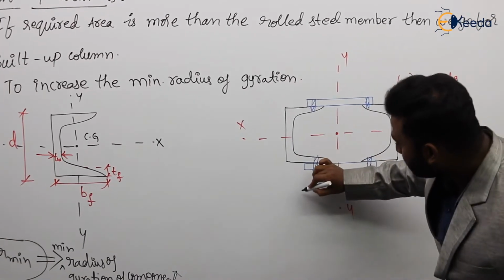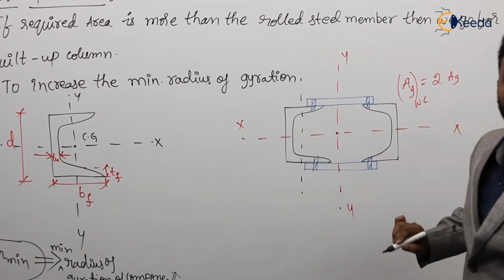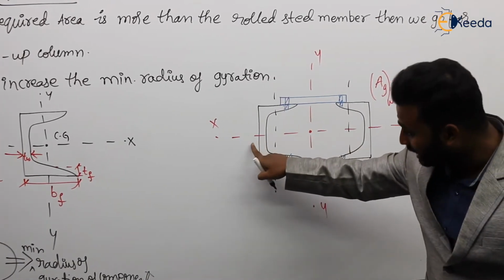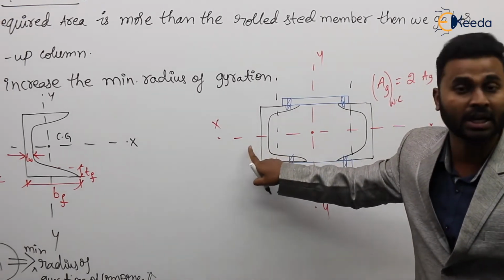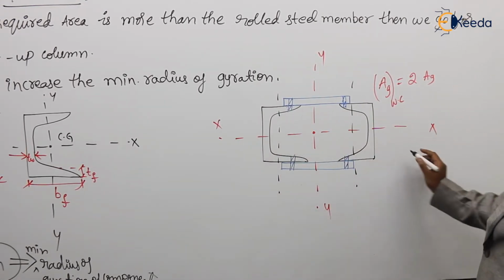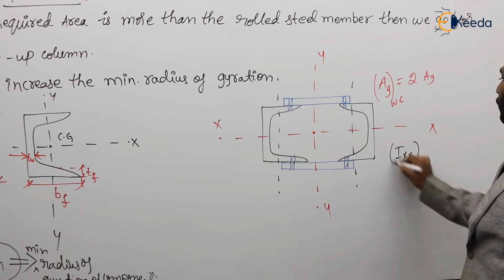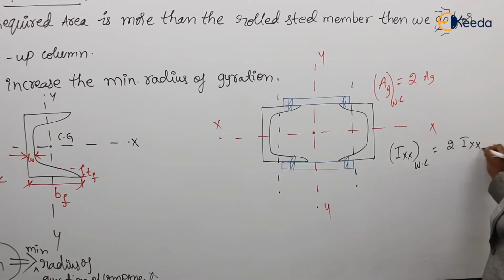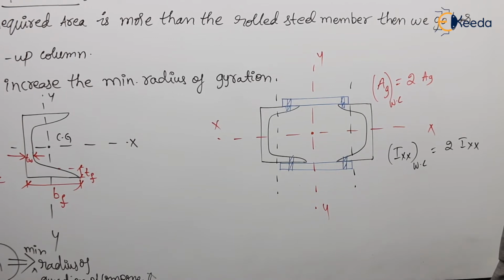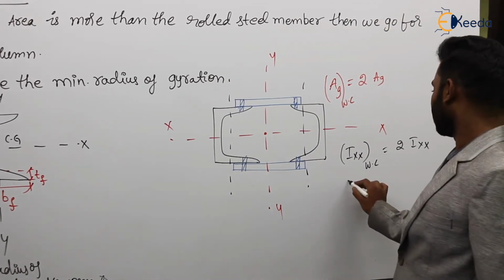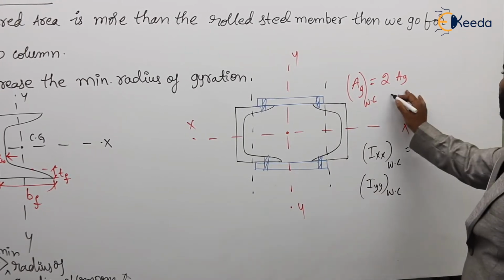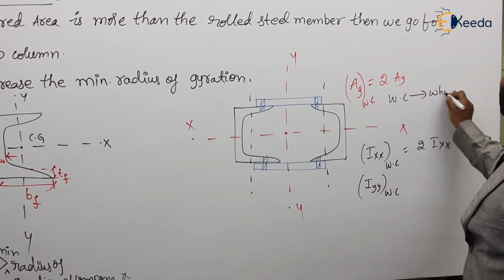We know that this is the XX for the individual column. Sorry, YY. And this is the YY for this column. But XX is the same for the individual channel or component and the whole column. So now in this case, Ixx of the whole column, meaning this built-up column, is twice the Ixx of that component. Agree or not? Now, how to calculate Iyy? That is the question. How to calculate Iyy here? So see here, Iyy of the whole column. Here I am writing, WC is nothing but whole column.